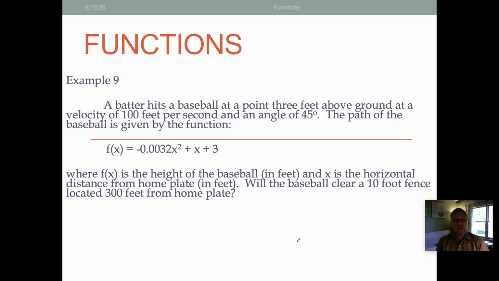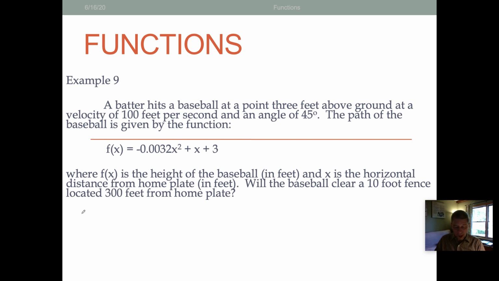Now, those of you who took a physics class in high school may recognize 32 feet per second squared as the acceleration of gravity. So that's where this number comes from, and it's negative because gravity pulls the ball back downward. 3 represents the starting height, because we started at a point 3 feet above the ground. So f of x is the height of the baseball in feet. x is the horizontal distance from home plate in feet. And the question is, will the baseball clear a 10-foot fence located 300 feet from home plate?